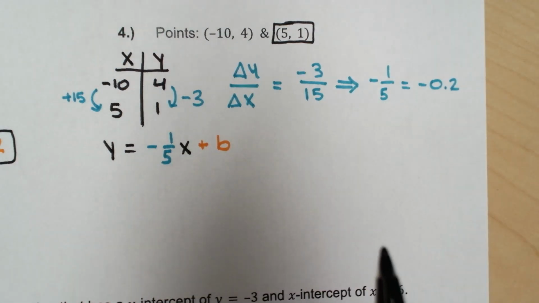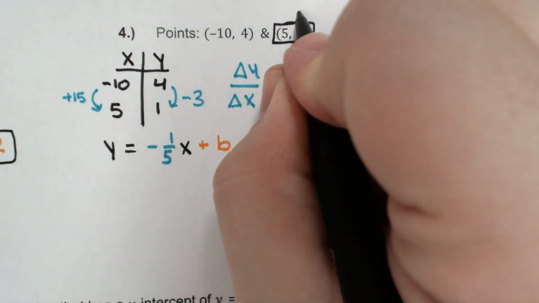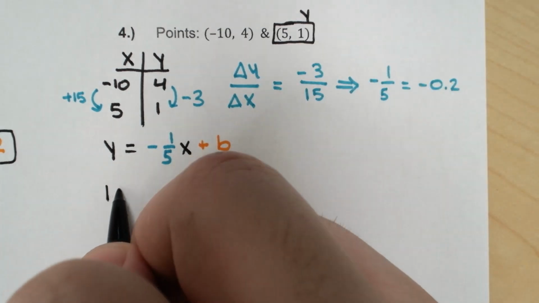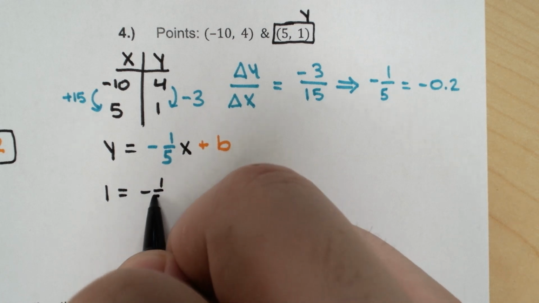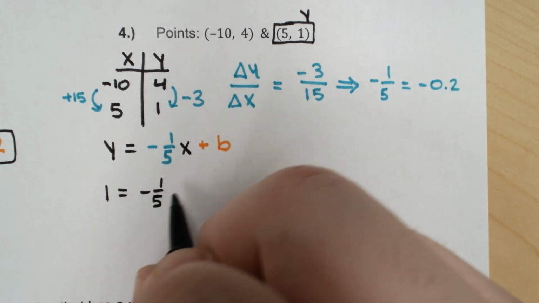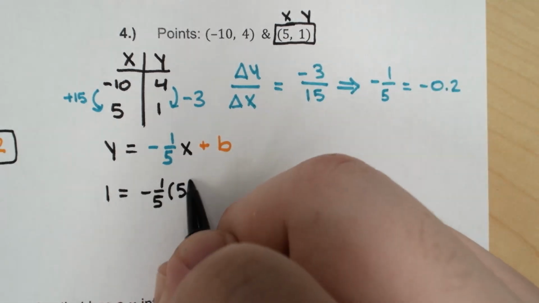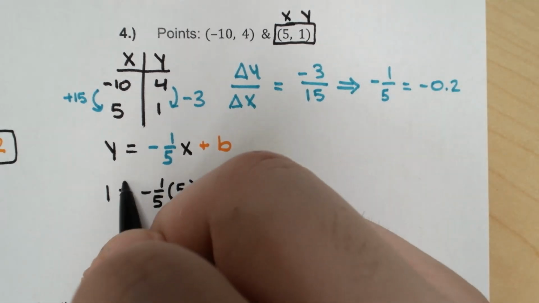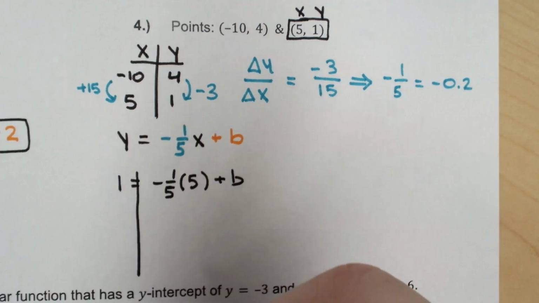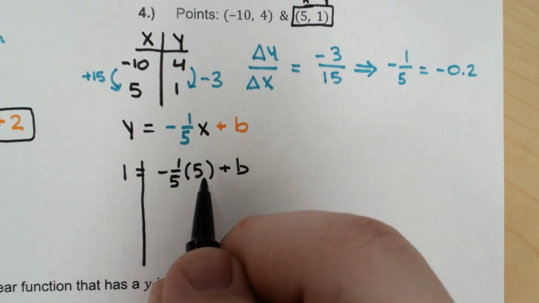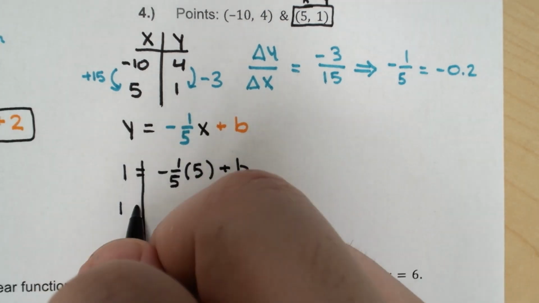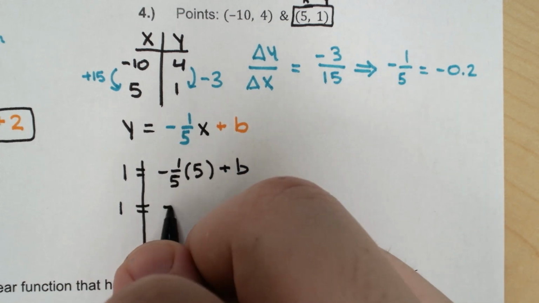Again, it does not matter which point you pick. In fact, on my original answer key, I picked the first point. We get the same answer either way. Plug in a 1 for y. So I have 1 equals negative 1/5, and then plug in a 5 for x. Okay. Multiply negative 1/5 times 5. Negative 1/5 of 5 is just negative 1.